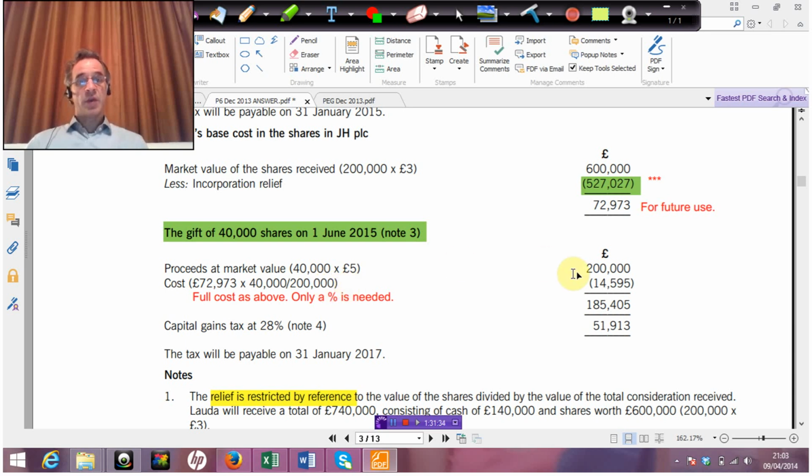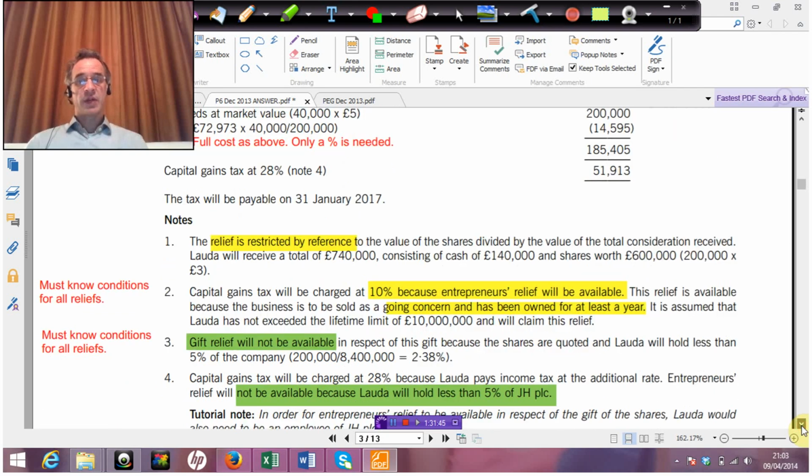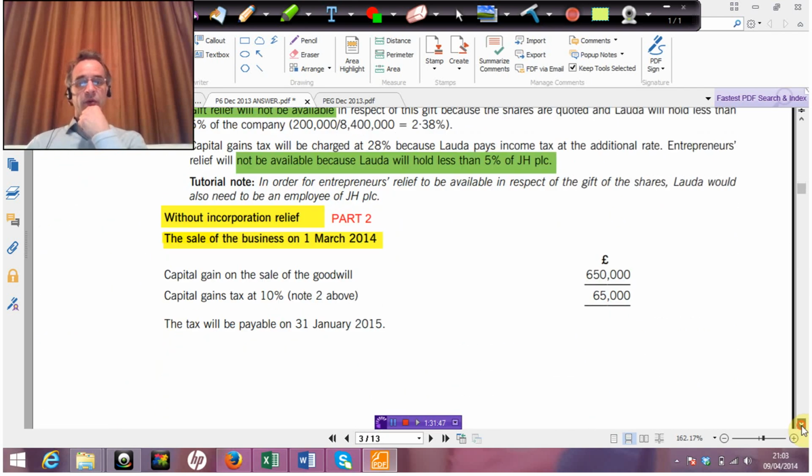Okay, so what we had to do is just take that pro rata, take that element out, and then just calculate at 28% as she's an additional rate payer. Okay, so that's the first part, which relates to the claim for incorporation relief.